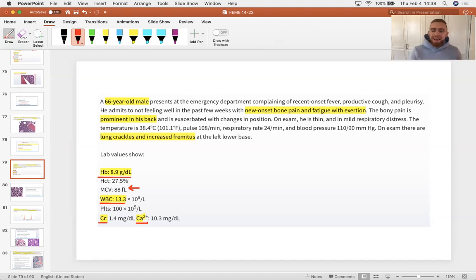You have to have kidney involvement, renal injury, usually it's AKI, and you have to have a hypercalcemia to fit the criteria for multiple myeloma. And so calcium's elevated, creatinine's normal, but getting a little up there.